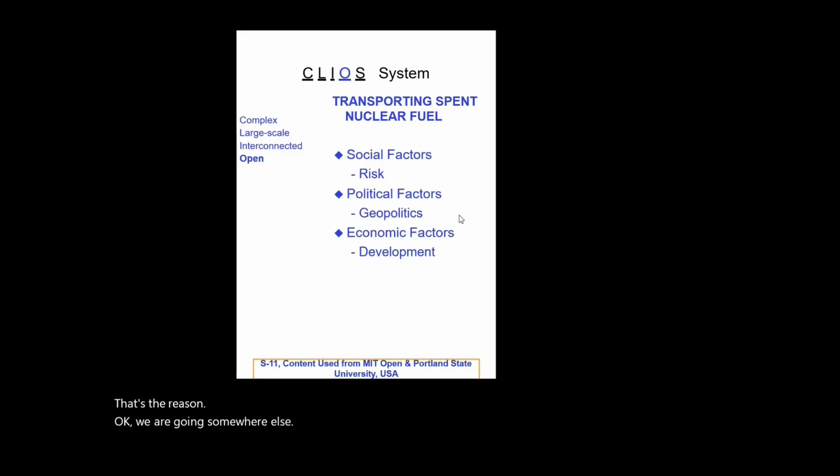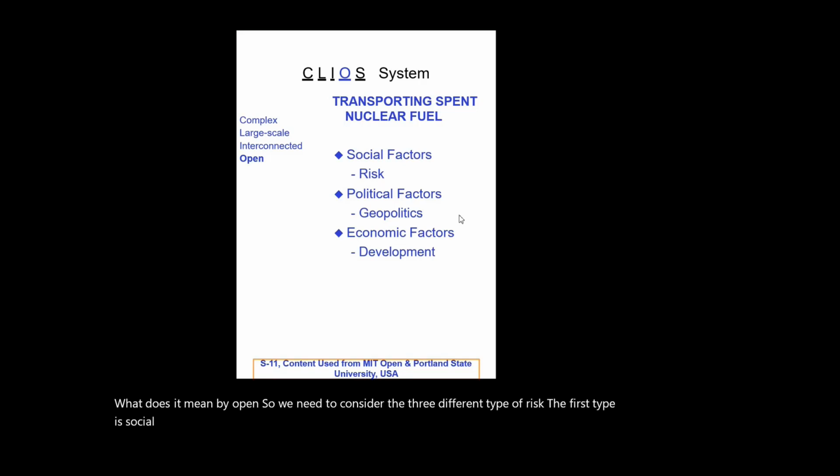Next part is about open. Okay, what does it mean by open? So we need to consider the three different types of risk. The first type is social factors. The next topic is about the political factors, which we call geopolitics. And the third part is the economic factors.